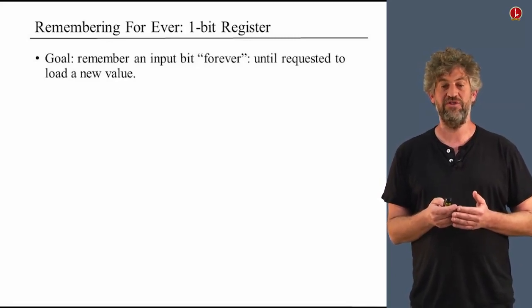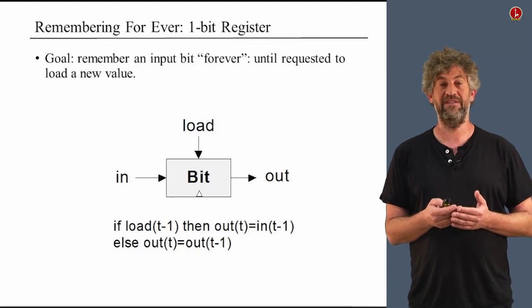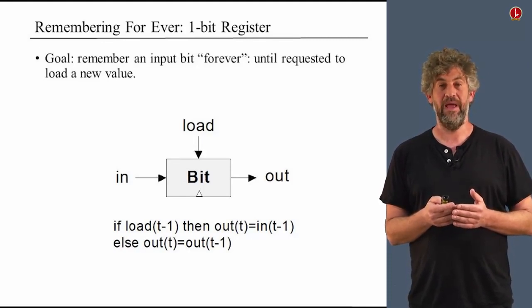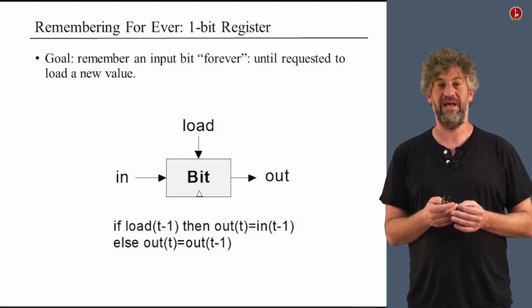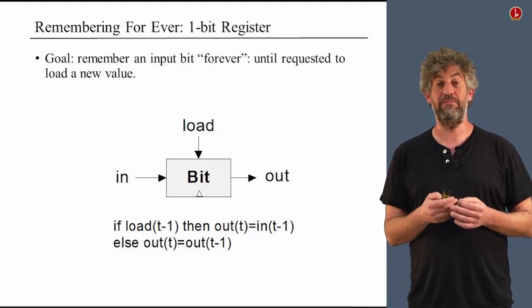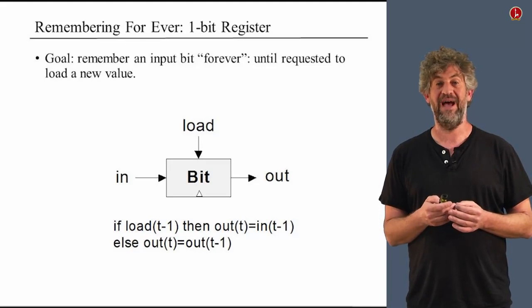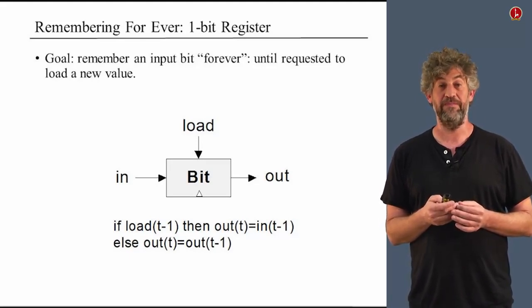Such a device, such a chip, is defined by the following API, the chip that we call the bit chip. It has 2 inputs, an input bit and a load bit. Once we take the load bit and put a 1 into it, we want to remember the input bit at that time. When the load bit goes down to 0, we want the chip to keep remembering the last input that was loaded into it for infinity, until a new load operation is performed.